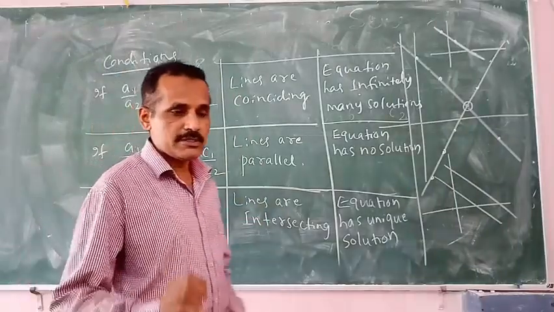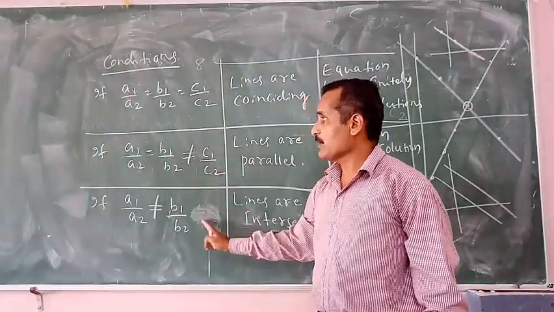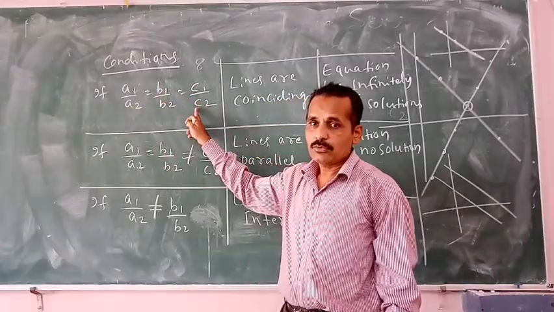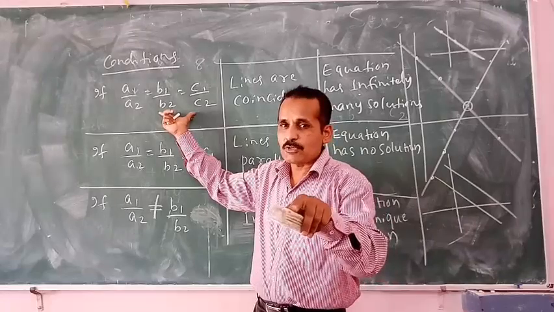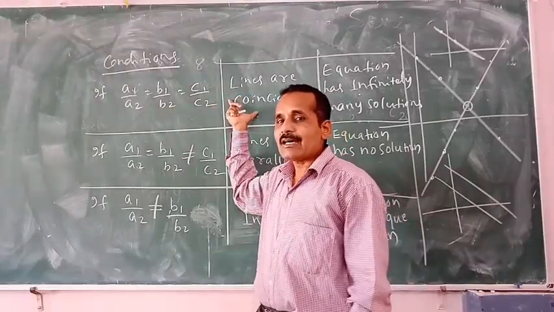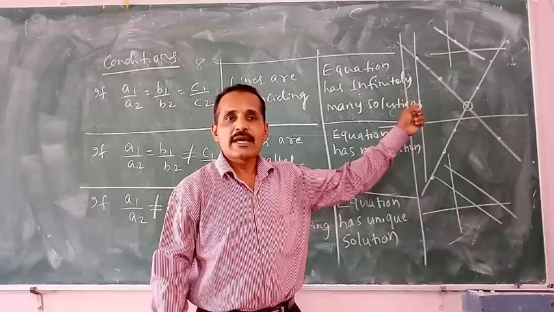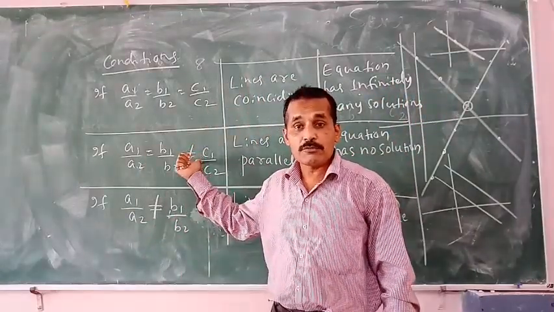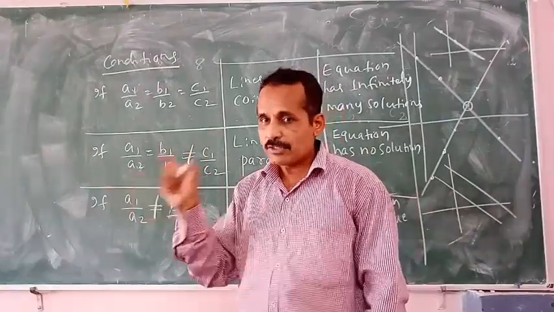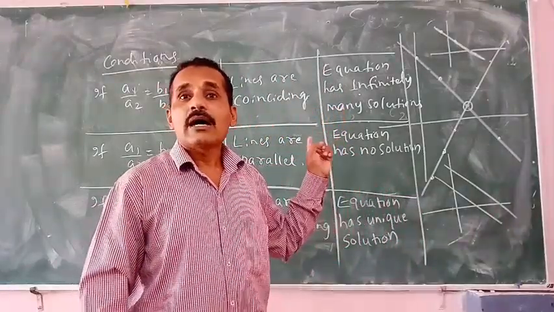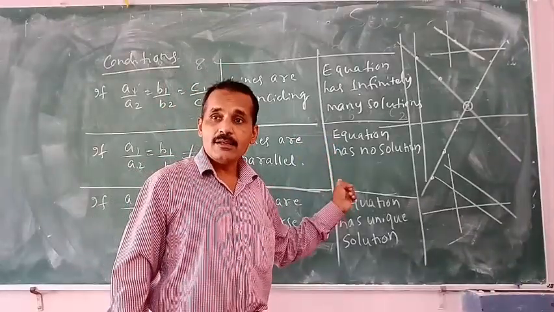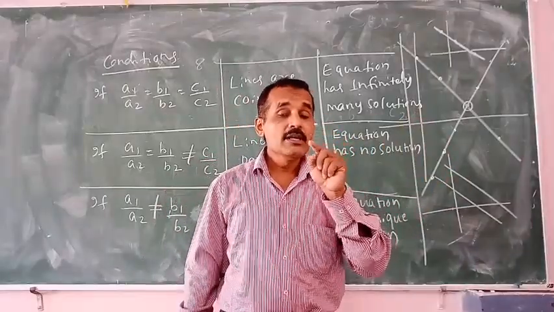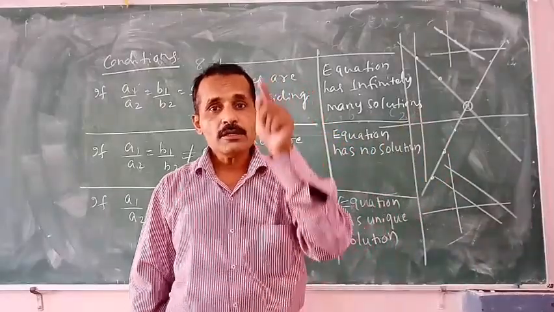Finally, what you have to remember in this: when the condition is a1 by a2 equals b1 by b2 equals c1 by c2, our answers must be either the lines are coinciding or the equation has infinitely many solutions. If a1 by a2 equals b1 by b2 not equal to c1 by c2, the answers are either the lines are parallel or the equation has no solution. I will make this point clear. No solution means no common solution.